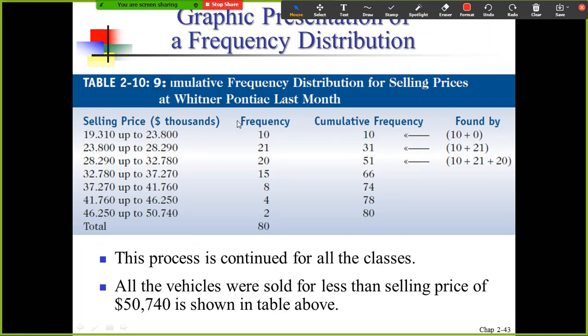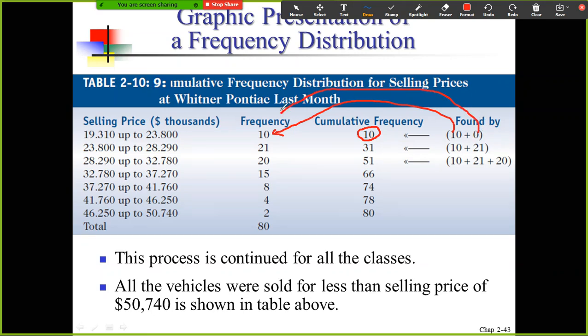Okay, this is what we have already done so far. But now, how to find the cumulative? In order to find the cumulative based on the textbook, you need to add the frequency from class to class to class to class together. For example, what is the cumulative frequency for the first class? 10 comes from the cumulative of the first class plus 0, the cumulative of the 0 class. Do we have a 0 class? No, that's why 0. How about 31?